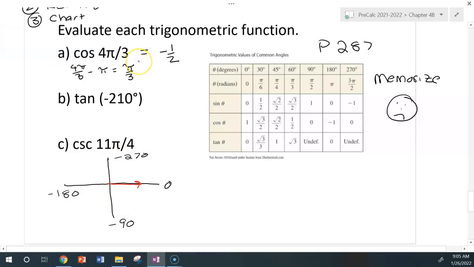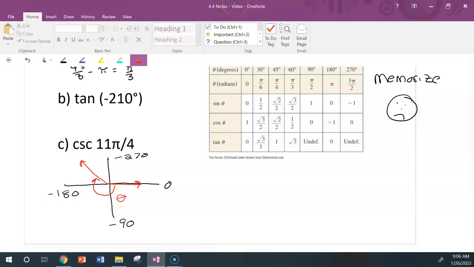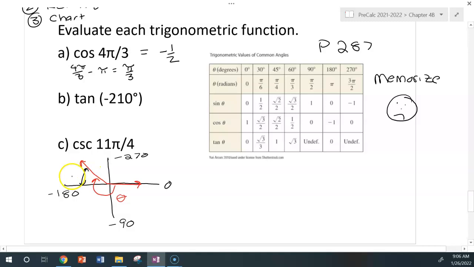So negative 210 has to be between negative 180 and negative 270. So right here is theta. And then my reference angle, the shortest distance to the x-axis, is that way. To find that value, I'm going to say negative 180 minus a negative 210. And when I do that, I get 30 degrees. So my reference angle is 30.